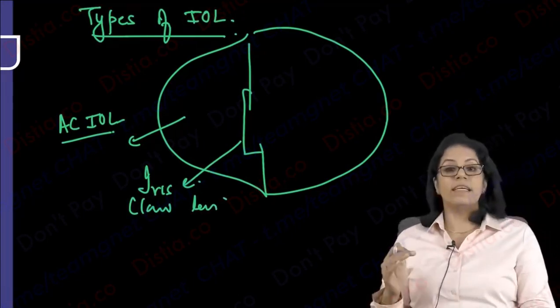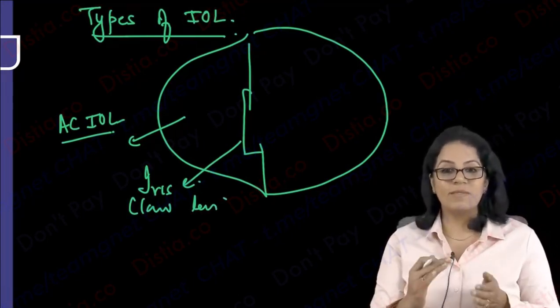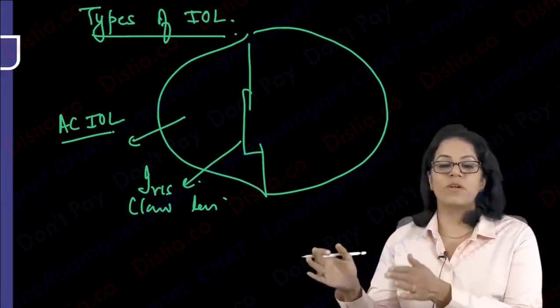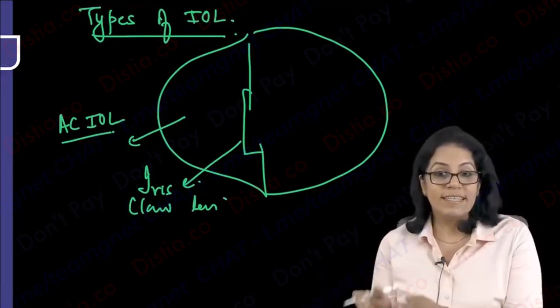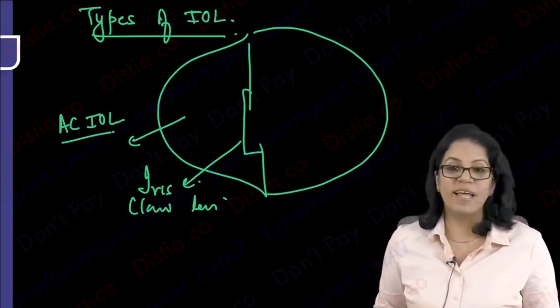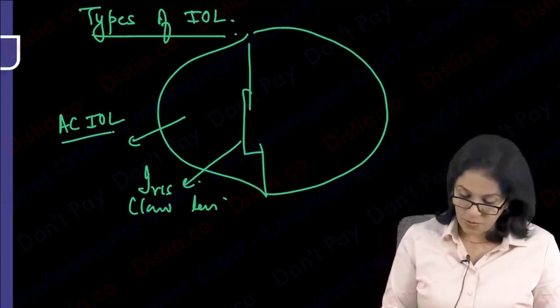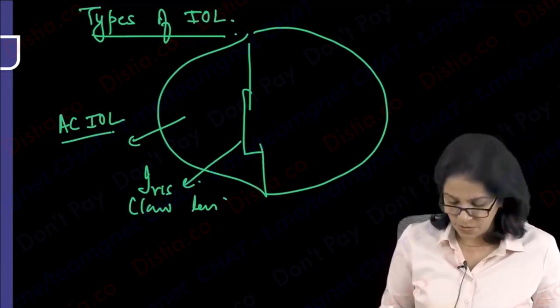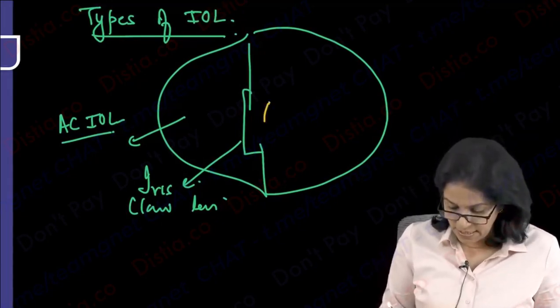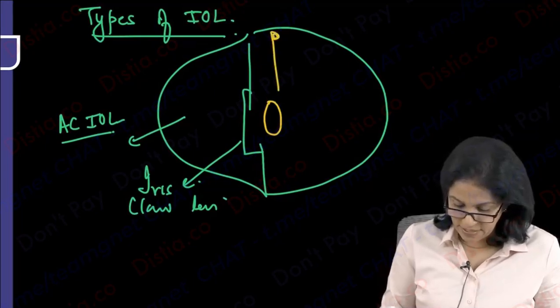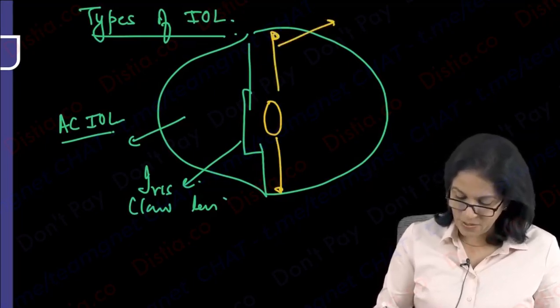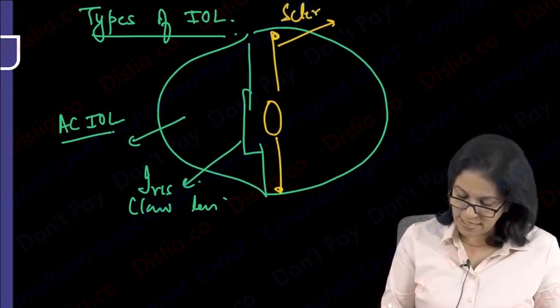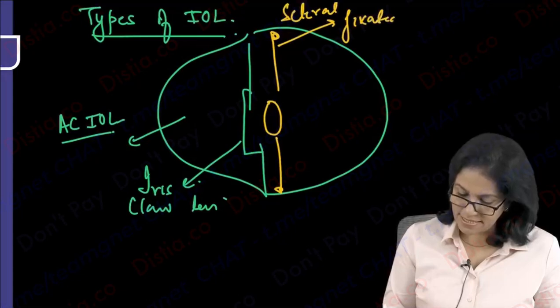And the third best one, why best? Because there the original lens was already there and I want to put it in the posterior chamber itself. How can I do that? For that, because I don't have the posterior capsule, I am putting the lens here and stitching it with the sclera. And these are called scleral fixated lenses. Okay? These are scleral fixated lenses.